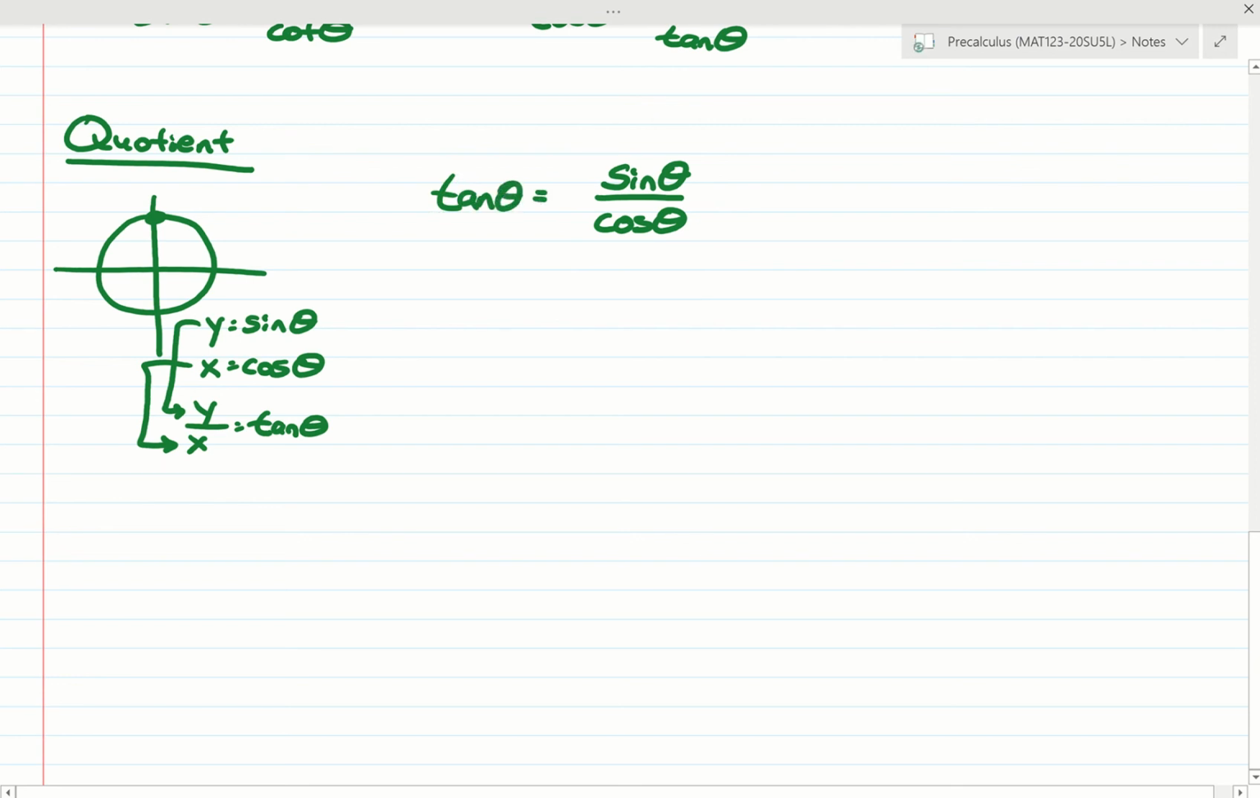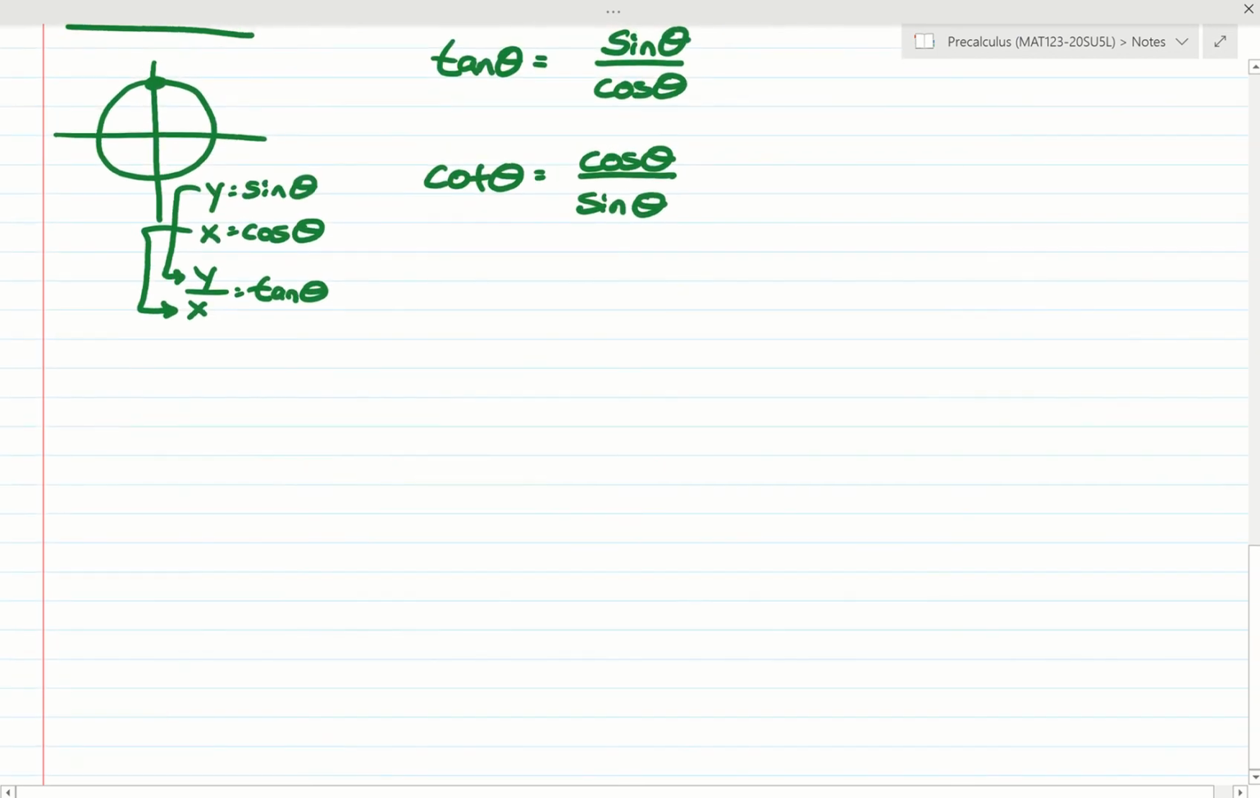But sine over cosine is tangent. The reciprocal would be cotangent, which would be cosine of theta over the sine of theta. So please make sure you remember those quotient properties.